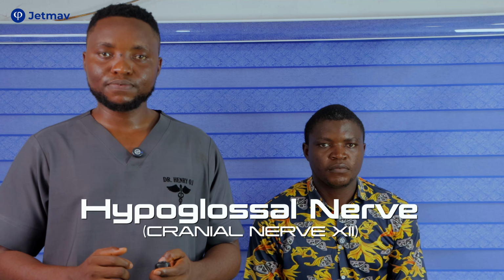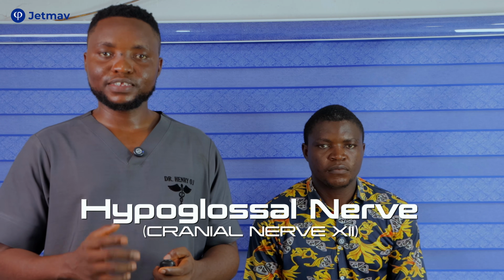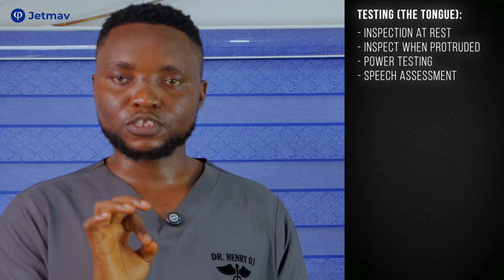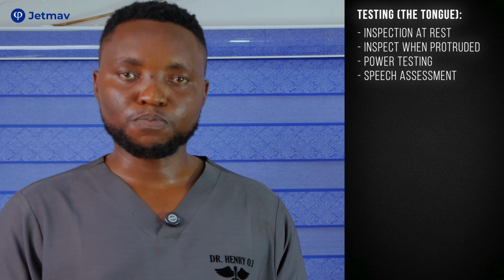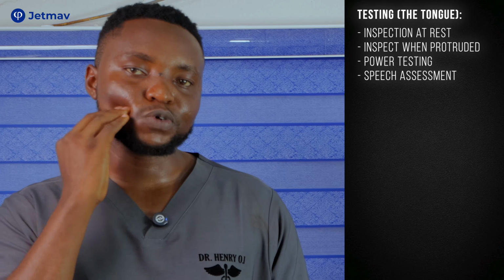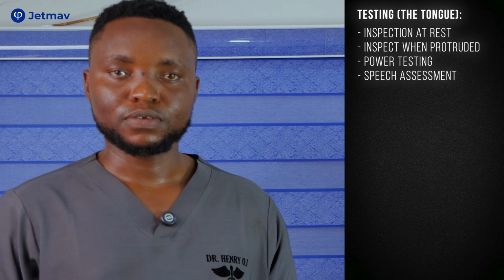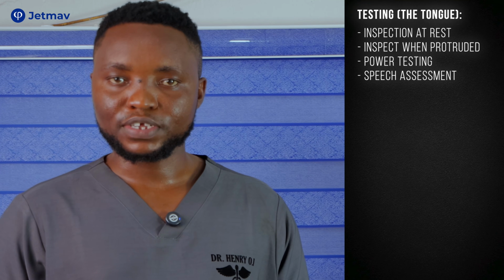So the last nerve we're going to discuss now is the hypoglossal nerve, which gives motor innervation to the intrinsic and most of the extrinsic muscles of the tongue. In testing this, we are going to start by inspecting the tongue at rest. Then we're going to inspect the tongue when it is protruded. Then we're going to ask the patient to push their tongue against the cheek while we try to push it back, to test the power of the tongue. We're going to end with speech assessments. Okay, so these are the components of this examination.